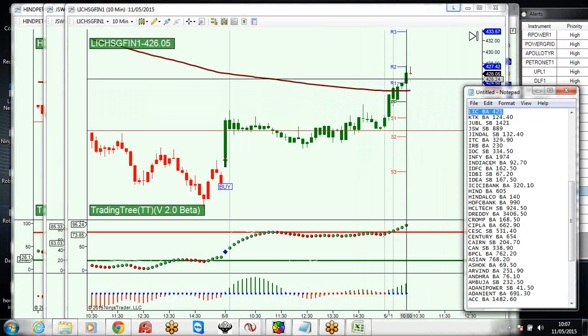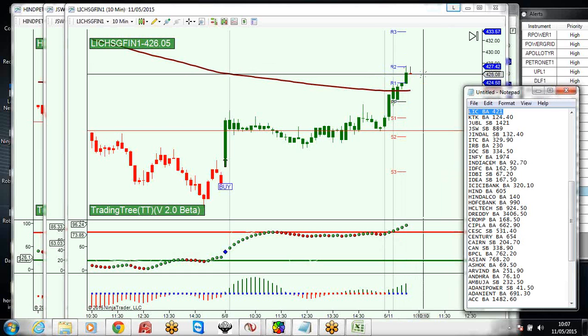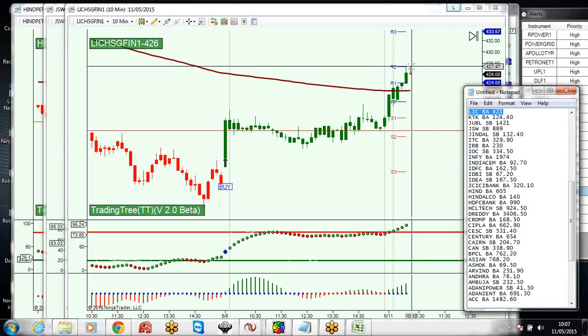It's at 426. It's already made 427 also. I was talking about this. Usually you try to book your profit slightly below R2.